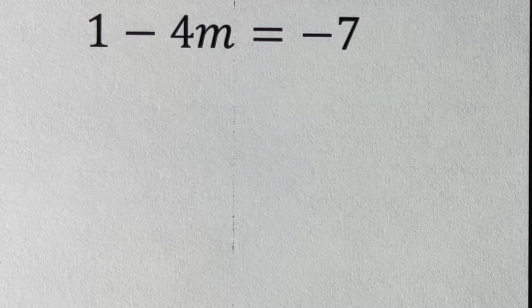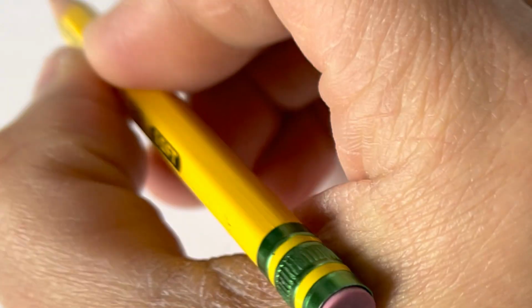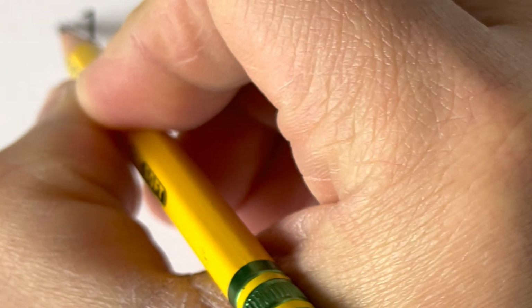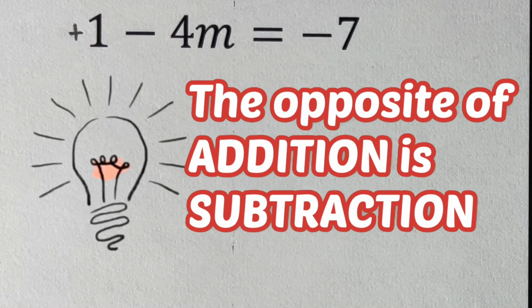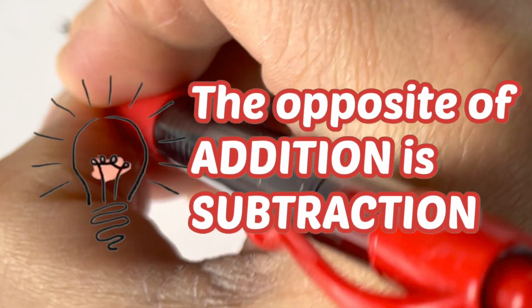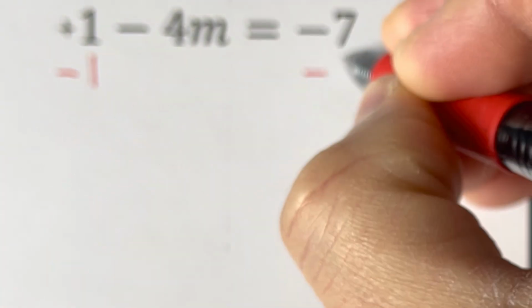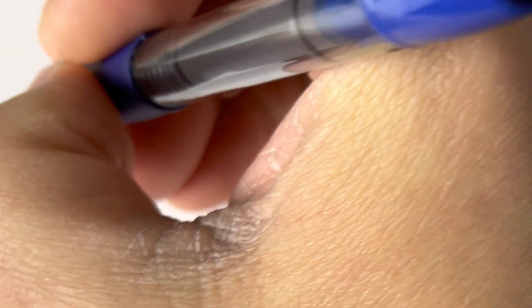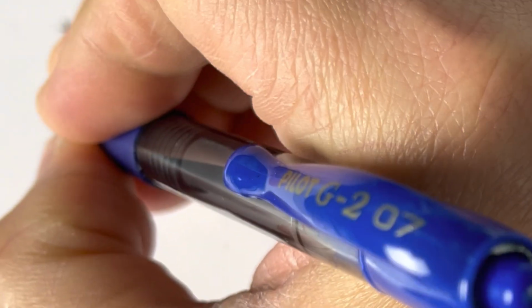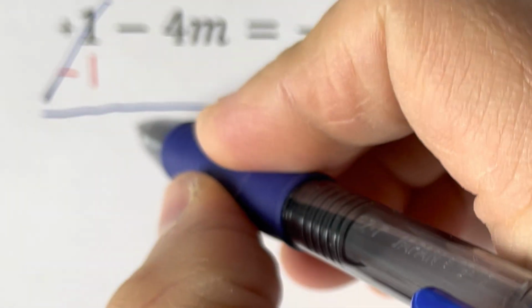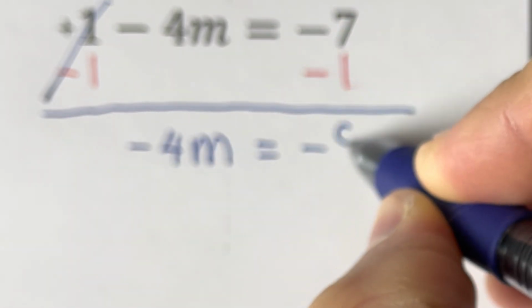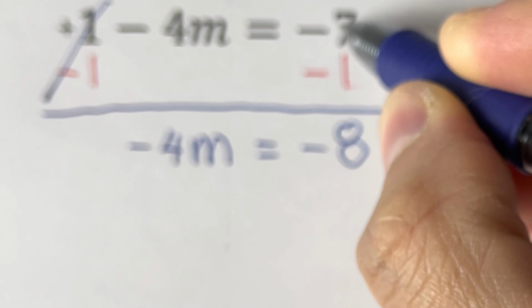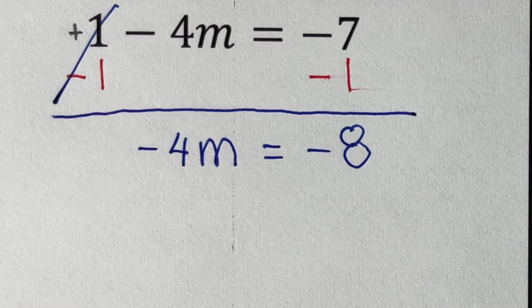So then this means that again, the 1 here is actually positive, but it becomes invisible, but that's a plus, so that's addition. We remember that the opposite for addition is subtraction, so we're going to subtract 1 from both sides, minus 1. So then we go ahead and cross out the 1 and the 1 there. So we are left with negative 4m is equal to negative 8, because if we have a negative 7 minus 1 is a negative 8.